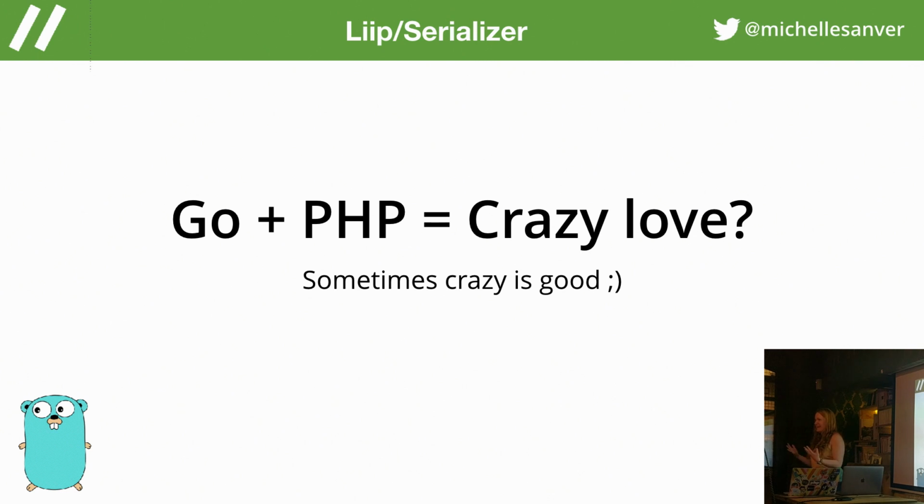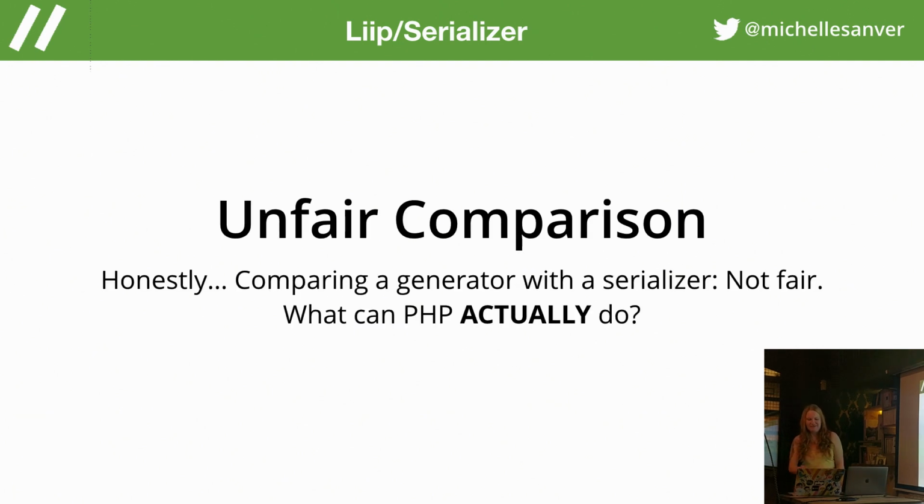So Go plus PHP was this kind of crazy love that we all in my team really, really liked, and we didn't want to let go of it. And sometimes crazy is good and crazy is beautiful, but it's a little bit of an unfair comparison, if we're honest. Comparing a generator to a serializer, it's not really fair, because this generator generates code and it tells, when we serialize, it has instructions exactly what to do. So it says do this, do that, do that. In JMS Serializer, it does everything on the fly. So it calls a function, that calls another function, that calls another function. That's really unfair. So what if we do the same thing in PHP?